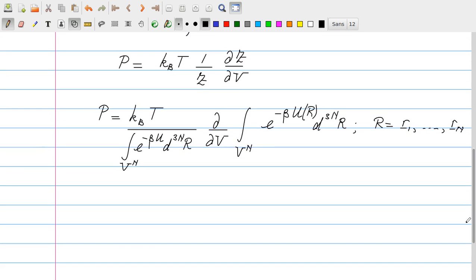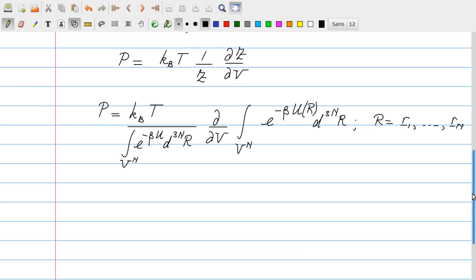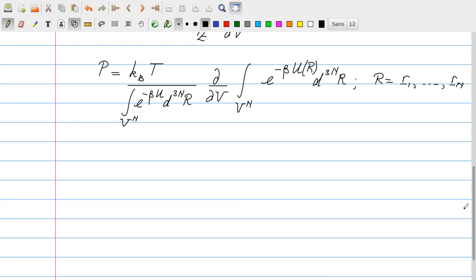They don't change the result. And then we have here the derivative with respect to V of e to the power minus beta U of r, where r denotes the positions of all the particles, and then we integrate over all those positions. That's symbolically indicated by this d3Nr. So what we do now is we want to make this integrand somehow independent of volume.